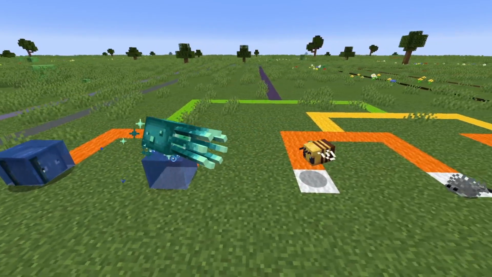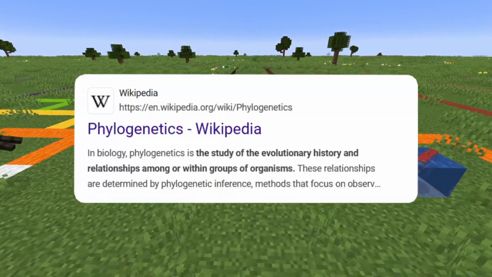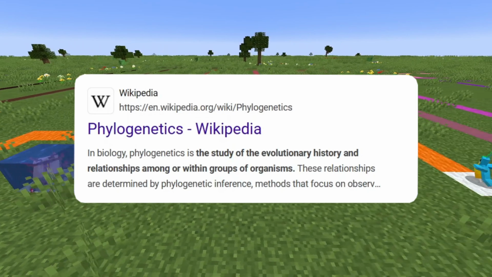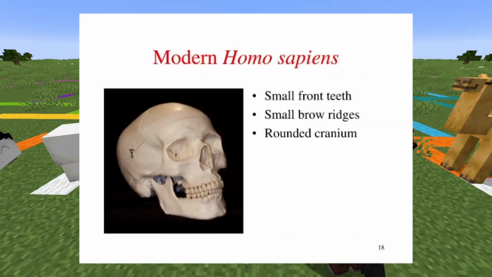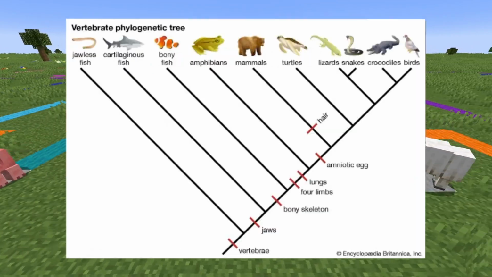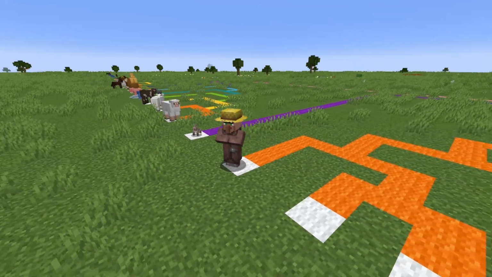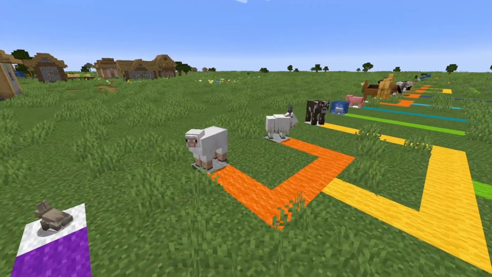Today we're doing Minecraft phylogeny. Phylogeny is the study of evolutionary relationships amongst various groups of organisms. Random mutations can cause organisms to acquire new traits which will then be passed on to all their descendants. And so different groups of organisms will have traits which no other organisms have.